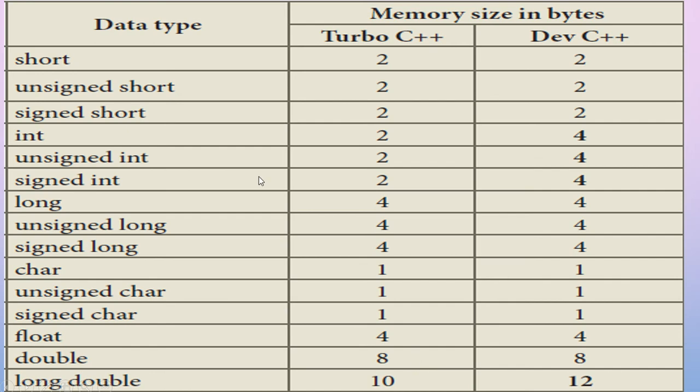Then see here, to run a C++ program, many compilers are there. So the memory sizes differ from each compiler. So in the early days, we used to run all the C++ programs in Turbo C++.